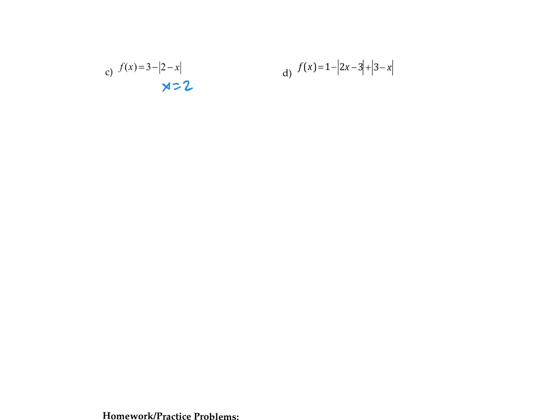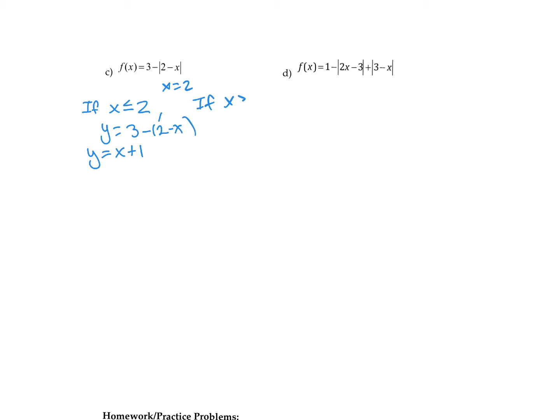So the first piece is if x is less than or equal to 2. So if I'm putting in values of x less than or equal to 2, that's actually going to result in 2 minus x being positive or 0. And so the absolute value is not doing anything there. So I have y equals 3 minus 2 minus x, or in other words, y equals x plus 1. Okay, so that's going to be one piece, and we're going to put it in formal piecewise function notation in a minute after we finish this.